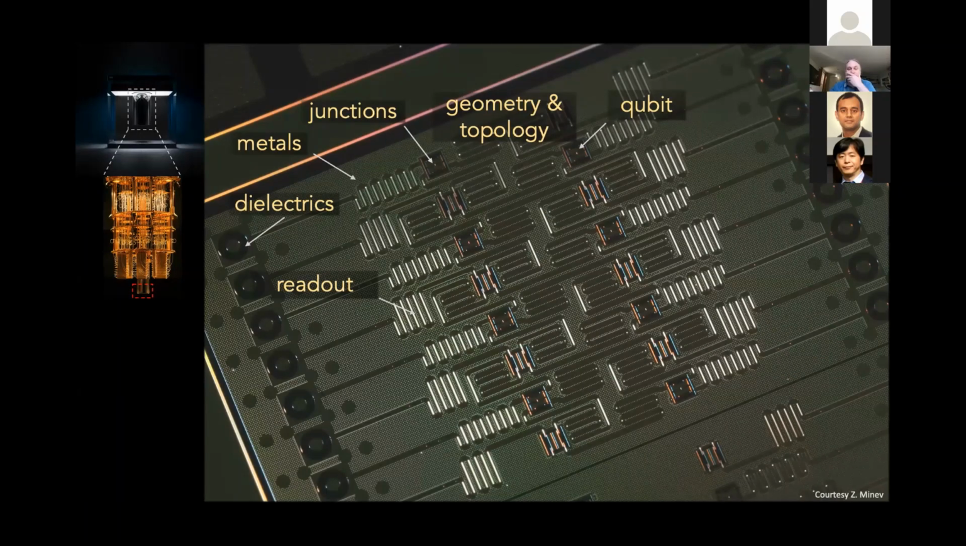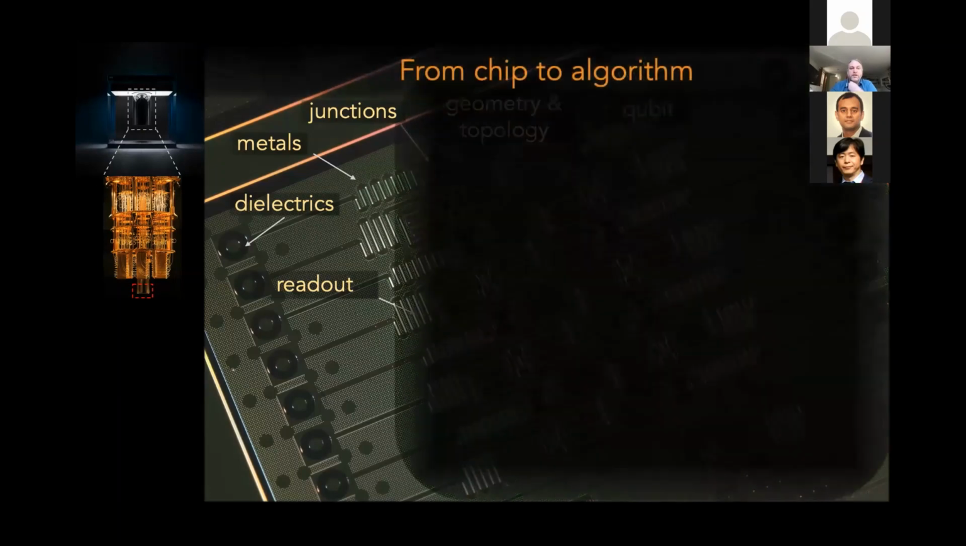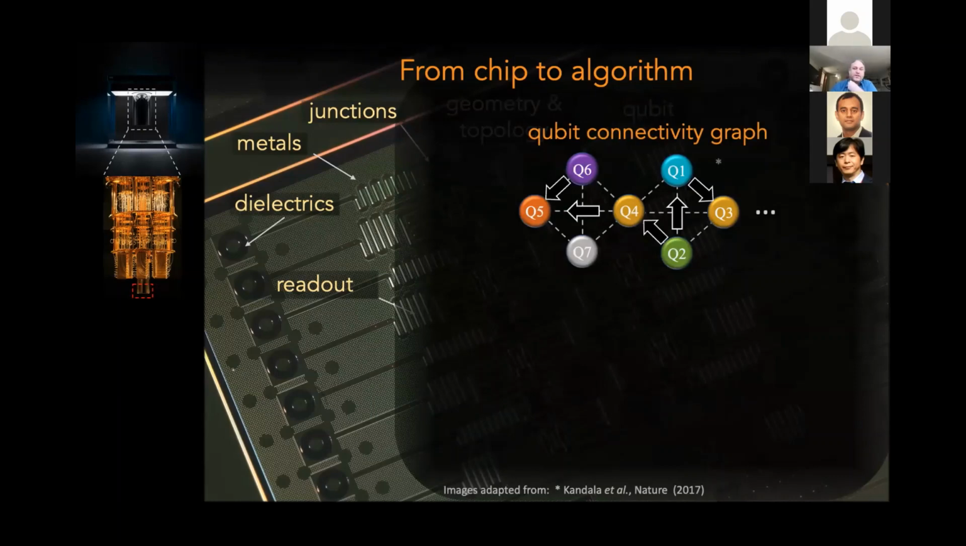Now, devices this size we can lay out by hand relatively easily. Once we've laid them out, we need to make sure that we're able to run our quantum algorithm. And so we need to be able to go from a picture of a chip like that into a qubit connectivity graph, as well as a set of instructions as to what the Hamiltonian looks like, the quantum description of the devices, so we know how to control it.